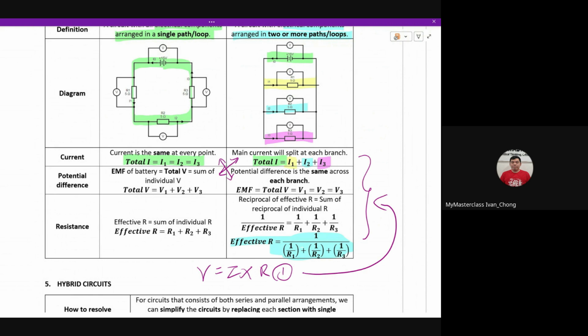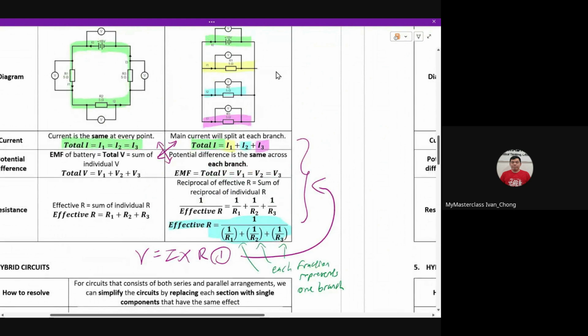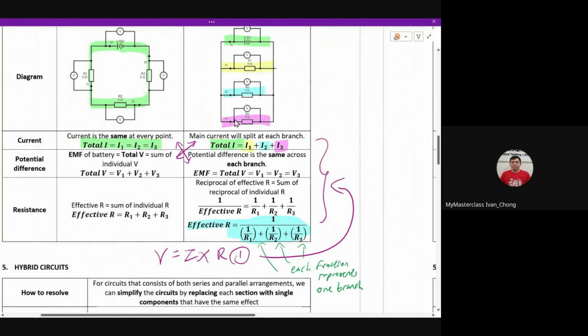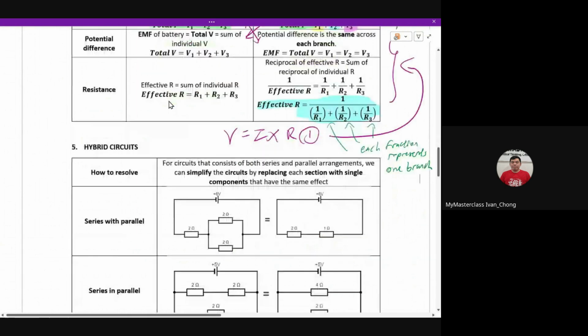And for those that remember, basically each fraction represents one branch. So if I have 3 branches, 3 paths to take, I will have 3 fractions. 2 paths, 2 fractions. Effective R for series, you just add them up.